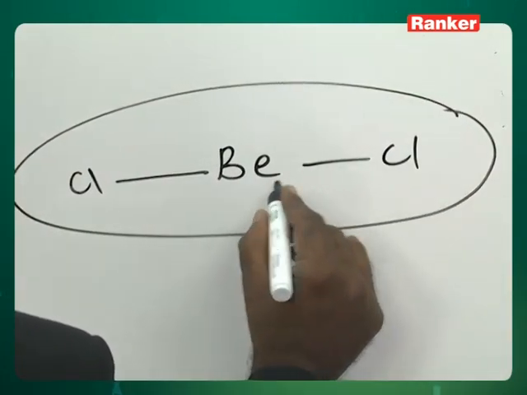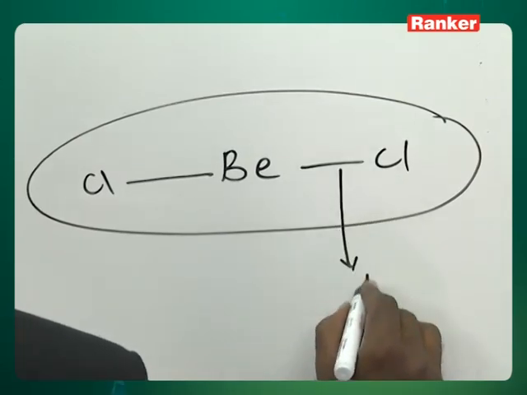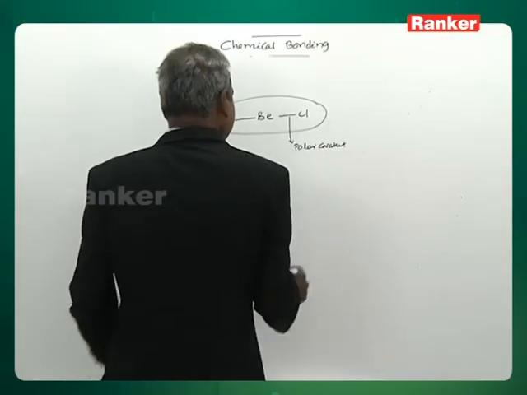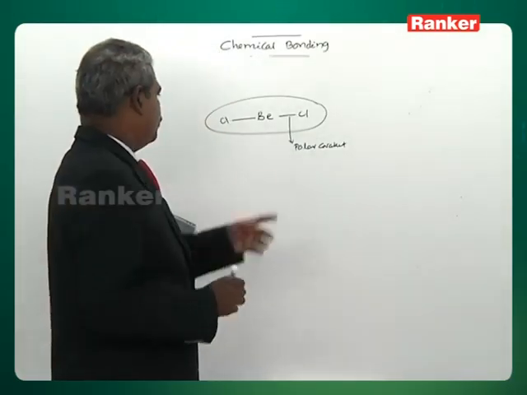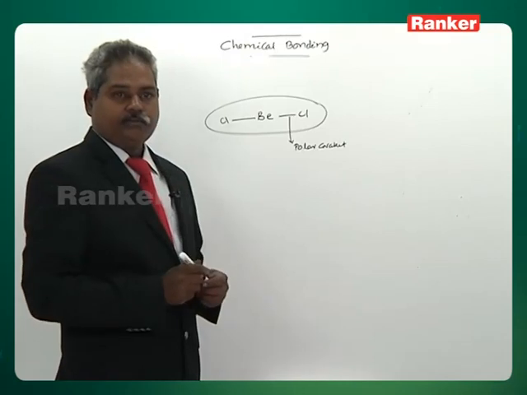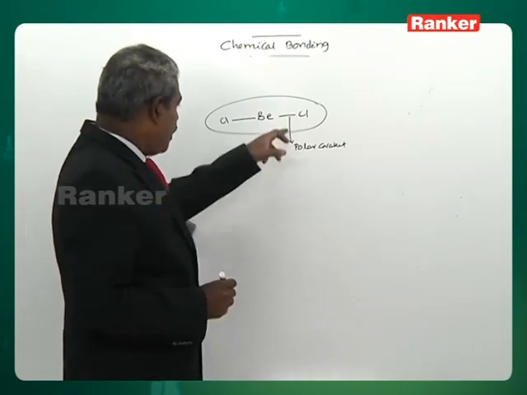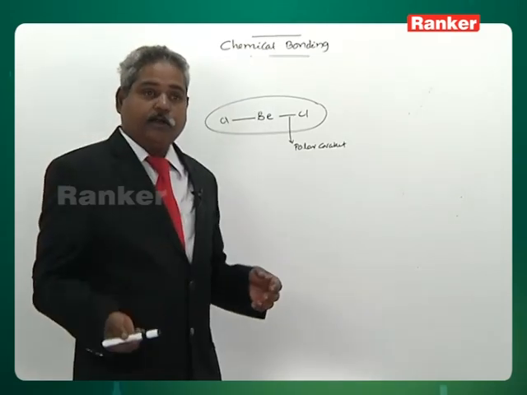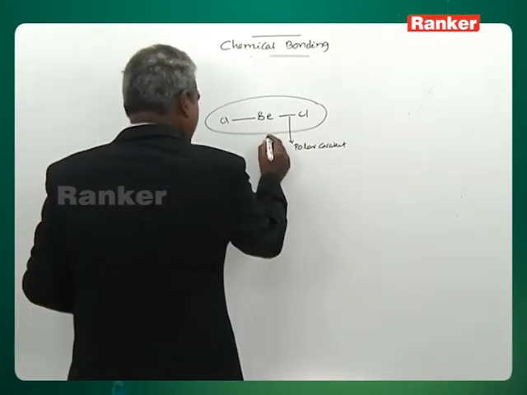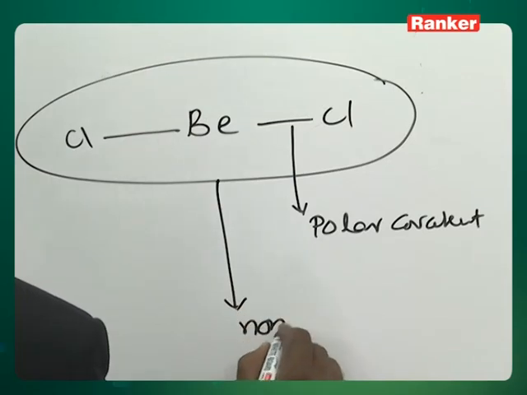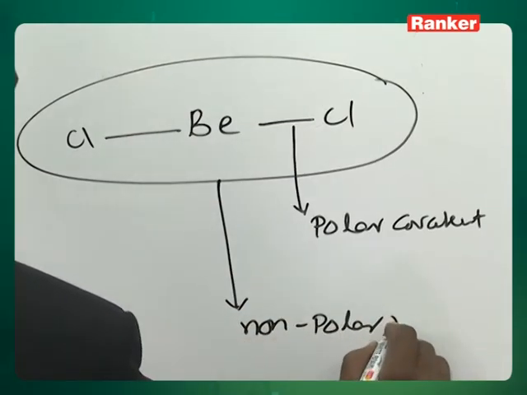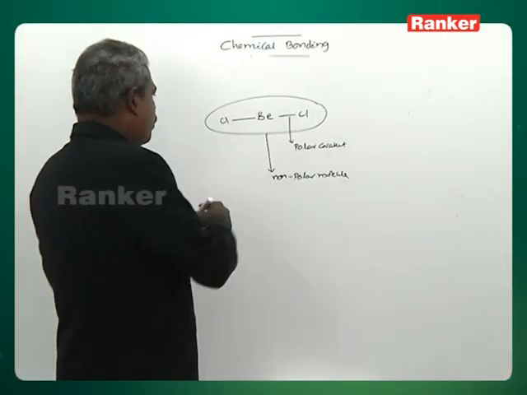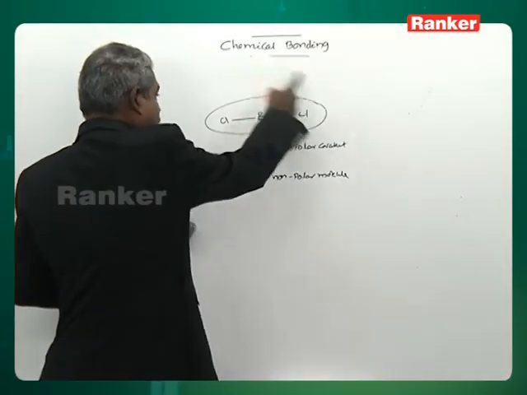Here the bond between beryllium and chlorine is a polar covalent bond. Why is it polar? Because it is between two different atoms, beryllium and chlorine. It is a polar covalent bond. This is also a polar covalent bond. It means the bonds are polar, but the molecule as a whole is a non-polar molecule. Carefully observe. Polar bond, but non-polar molecule as a whole.